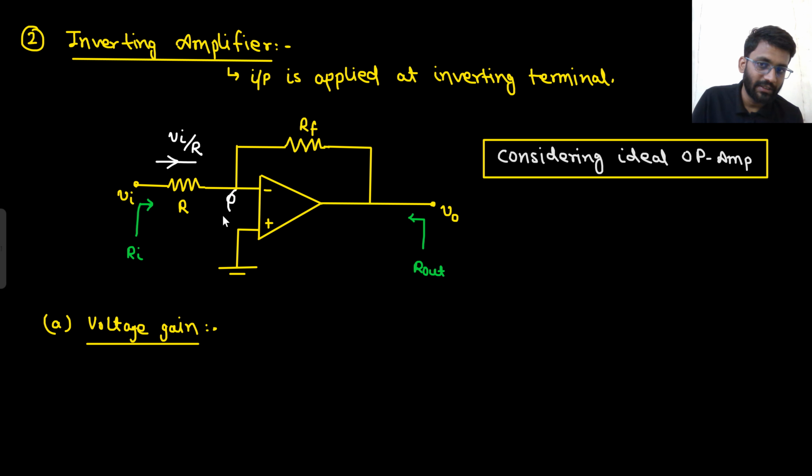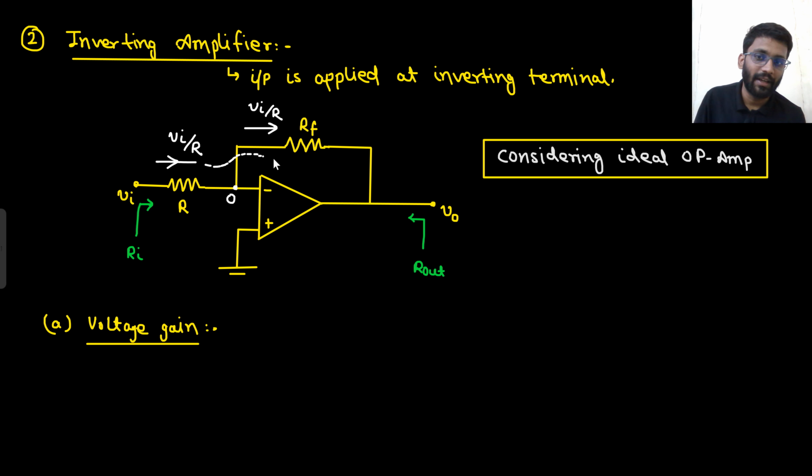Now if this node is 0, it doesn't mean that Vin by R current will be flowing here. No, Vin by R current will not be flowing here, because this is a virtual short. The only thing is the potential of this node is 0. It's not that it is ground. So this Vin by R current will be flowing through this RF. So in this RF, Vin by R current is flowing.